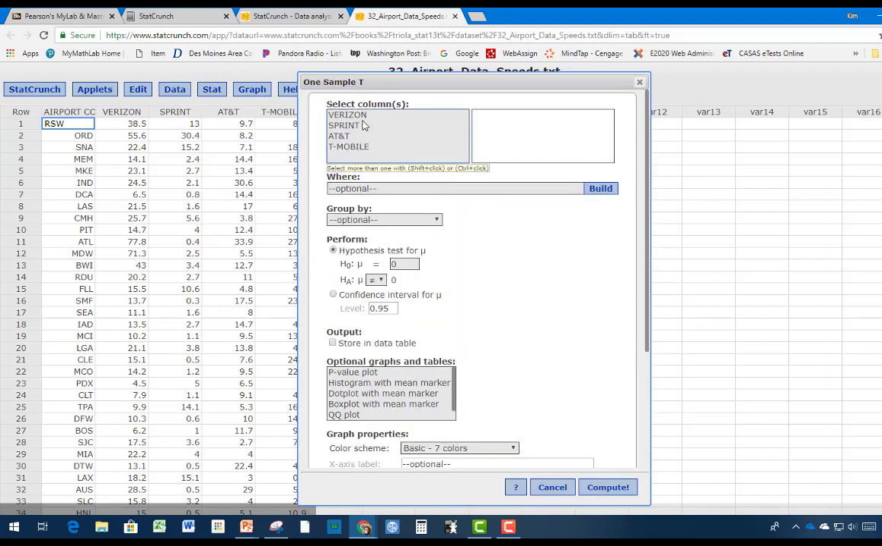And I want to do, we can do more than one column at a time. So I want to do Sprint. Let's do Sprint, and I want to do control. And I can do T-Mobile, and then I can do those two. I want to do confidence intervals, and I want them to be 95% confidence interval, so we're already there.